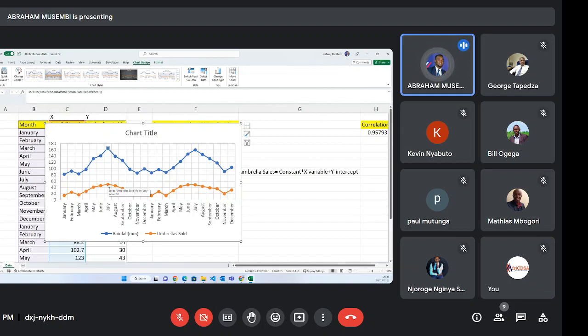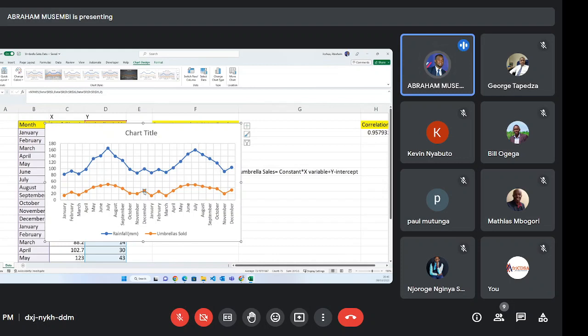Of umbrellas. Yes, and you can see the trend. It has almost the same trend. Why? Because where we have a dip and where we have a peak, you can see it's the same thing. Whenever the amount of rainfall is going down, you can see the umbrella sales are also going down.